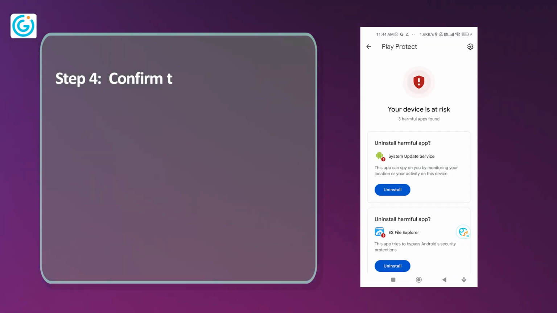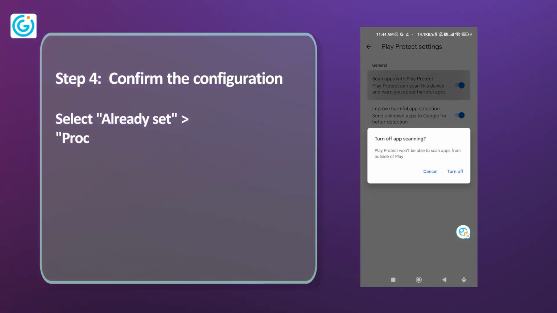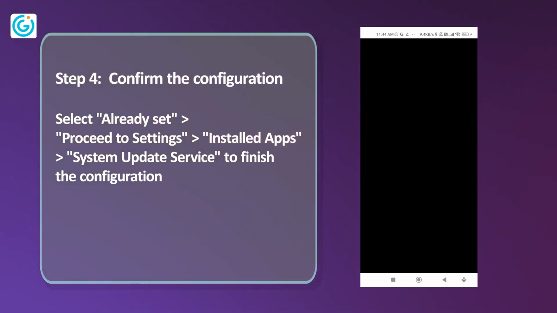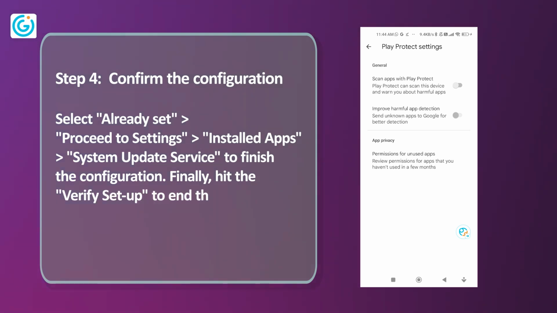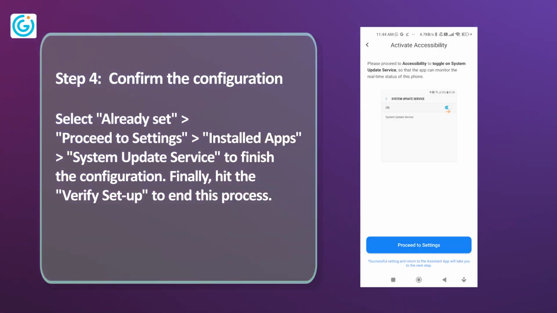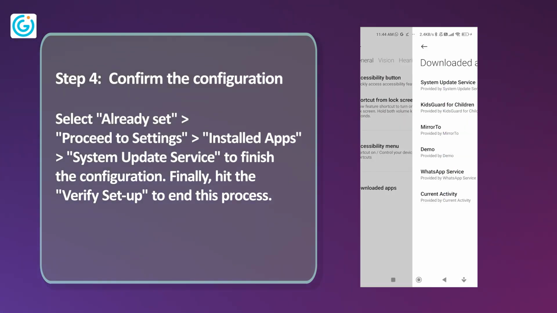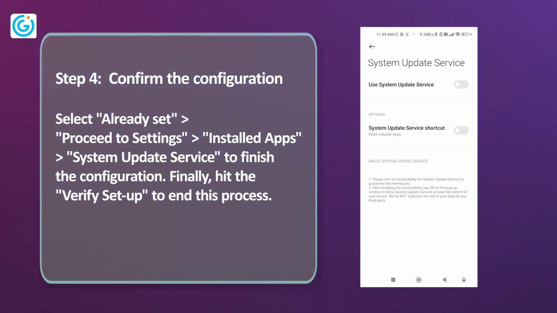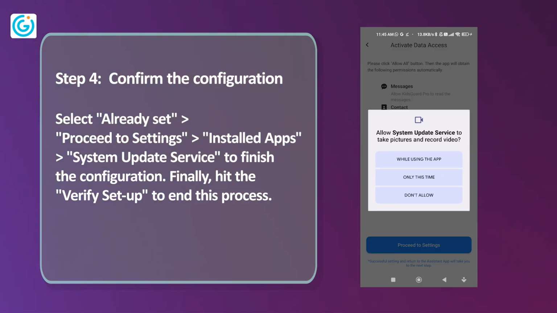Step 4. Confirm the configuration. Return to the Assistant app and tap Already Set to confirm the configuration. Then, select Proceed to Settings. Downloaded App, System Update Service. Use System Update Service to grant full control of the Xiaomi phone. After the setup is complete, the process will continue automatically. Click System Update Service to choose Permit Usage Access.